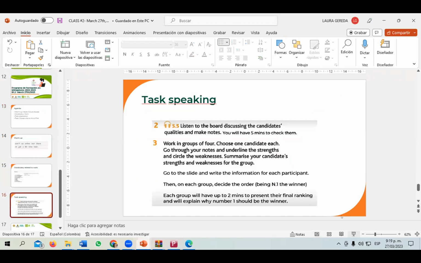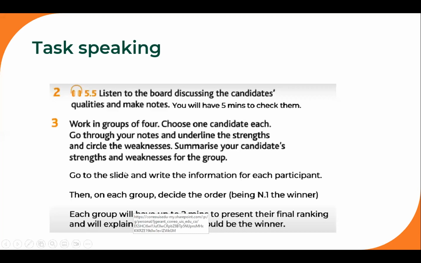Let me show you here. So you will write the information for each participant. Then in each group, you will decide the order. Number 1 is the winner for you. And number 4 would be the one that you fire. Número 1 sería el ganador y el número 4 pues sería quien van a despedir, ¿no?